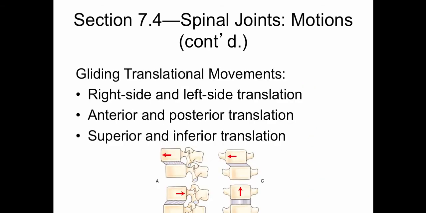And finally, spinal joints allow gliding translational movements in 3 directions, as shown in this slide. Spinal joints allow right side and left side translation, anterior and posterior translation, and superior and inferior translation.